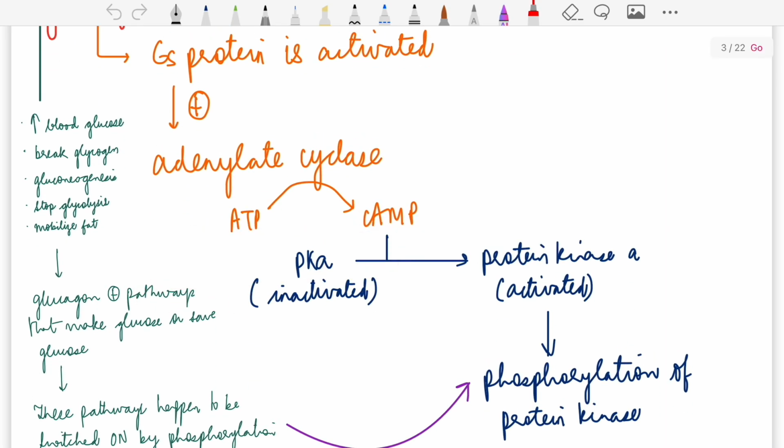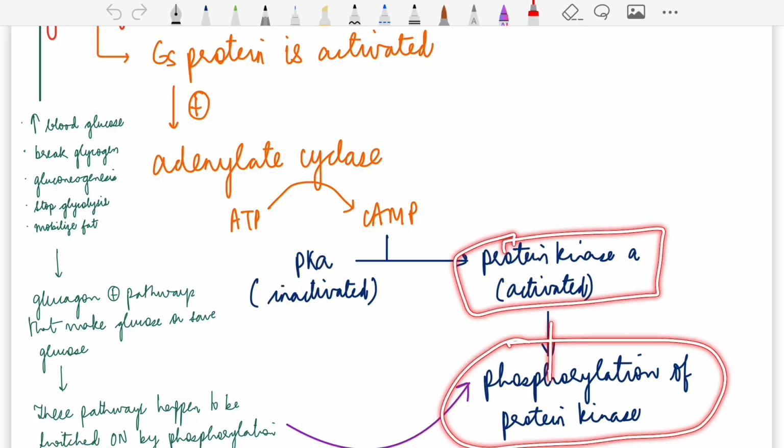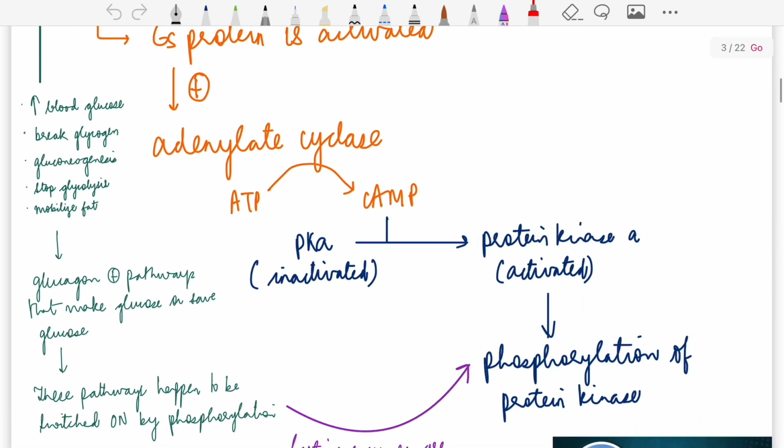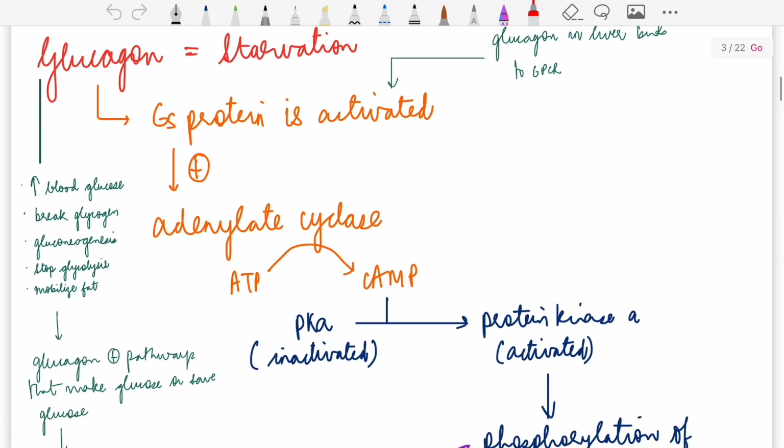Now this adenylate cyclase converts ATP to cAMP. Now this cAMP converts inactivated protein kinase to activated protein kinase. This activated protein kinase helps in the phosphorylation of proteins. So glucagon is related to phosphorylation. Now what does glucagon do? Glucagon breaks down glycogen and enhances gluconeogenesis, right?